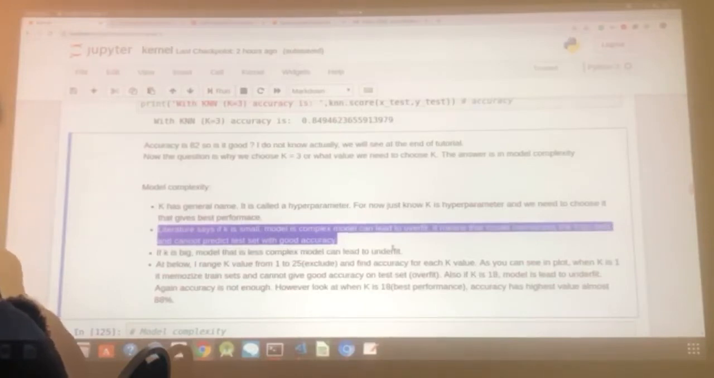Right? So my question is, what if I really need 99.9%? What if I really need that? How can you tell whether I'm overfitting or my model is performing very well? So we're going to answer that later as well.